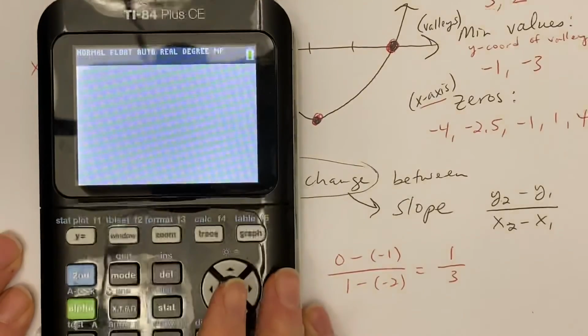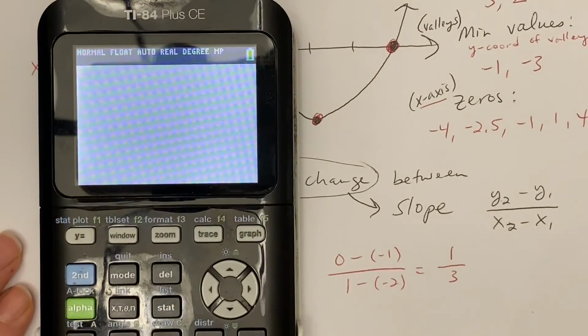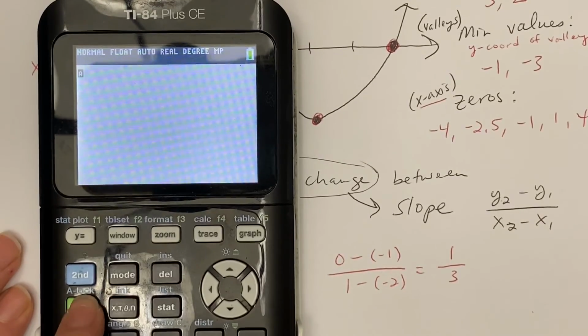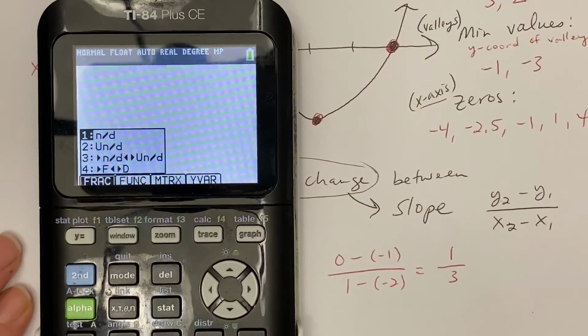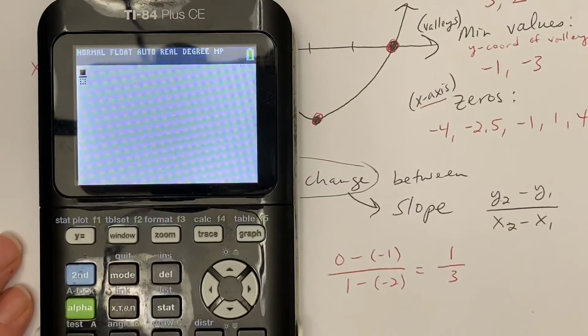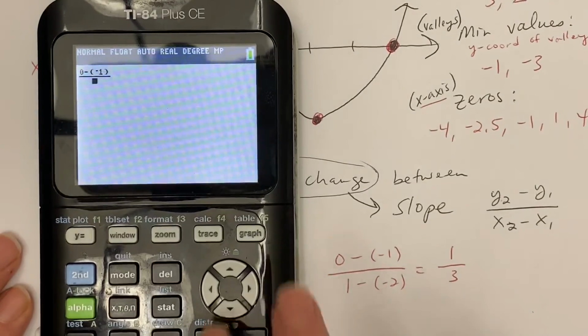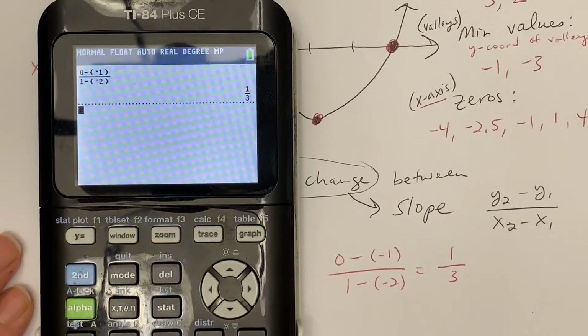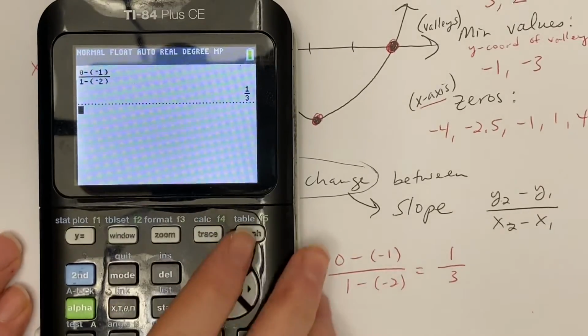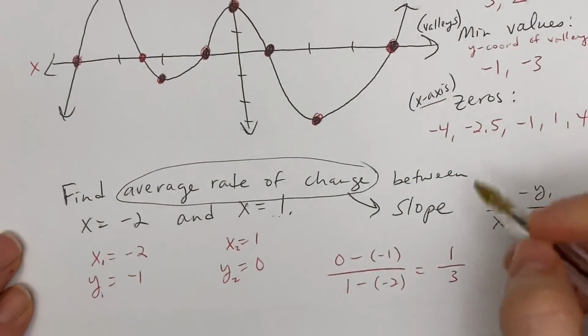But let me show you a trick you can do on the calculator. So to get this fraction bar, you can hit the alpha button, which is that green button. You can hit y equals, and then hit enter. It pulls up this nice little fraction bar. So I can do 0 minus -1 in the numerator, 1 minus -2 in the denominator, and it gives me 1/3, like that. So feel free to use the calculator if you want.